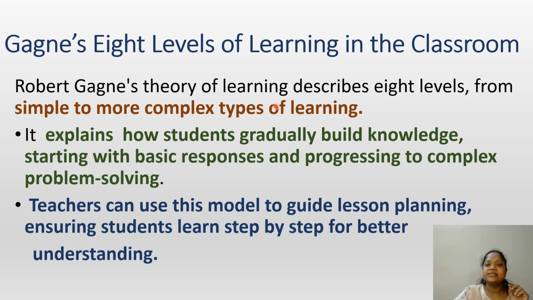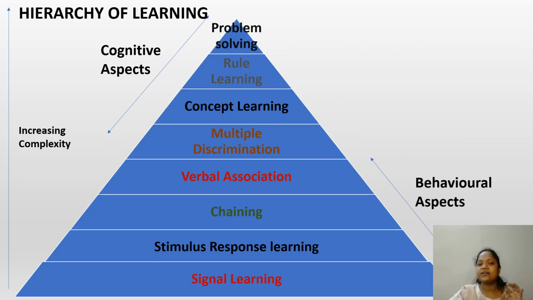Robert Gagne's theory of learning describes 8 levels from simple to more complex types of learning. It explains how students gradually build knowledge, starting with basic response and progressing to complex problem solving. Usually in class, we don't start with some complex problem first itself. So we need to start with some simple problems. Then slowly, gradually we move to the complex or little difficult things. So teachers can use this model to guide lesson planning, ensuring students learn step by step for better understanding, so that children have better understanding.